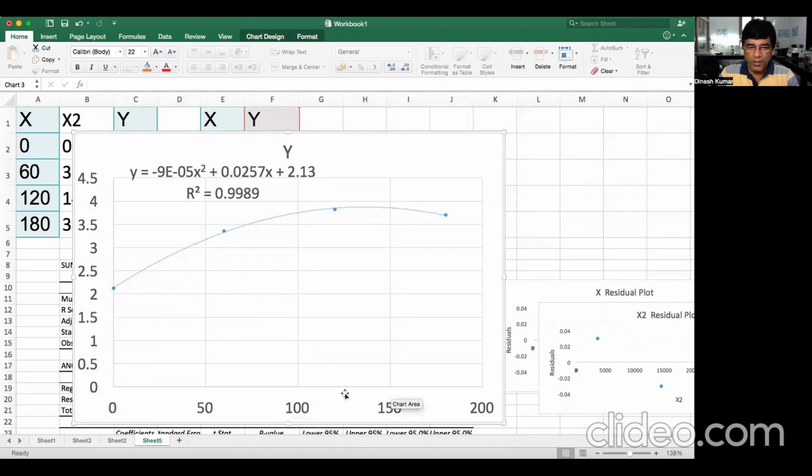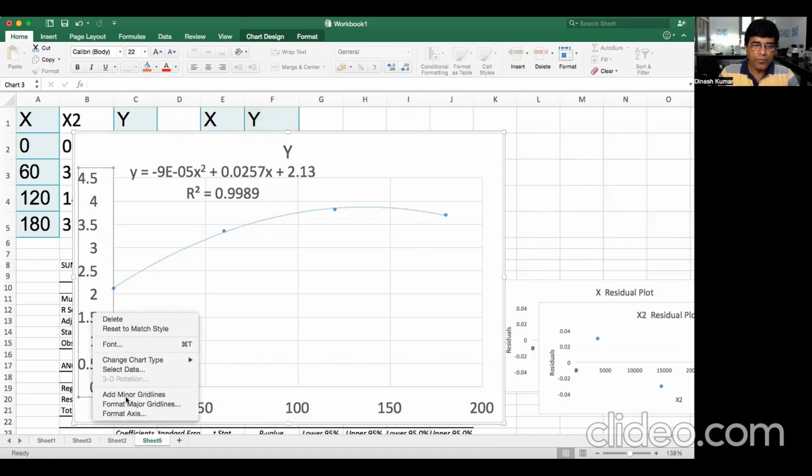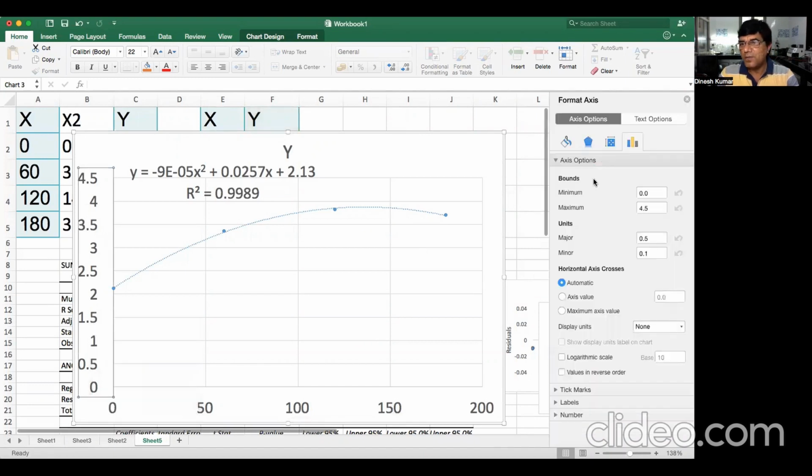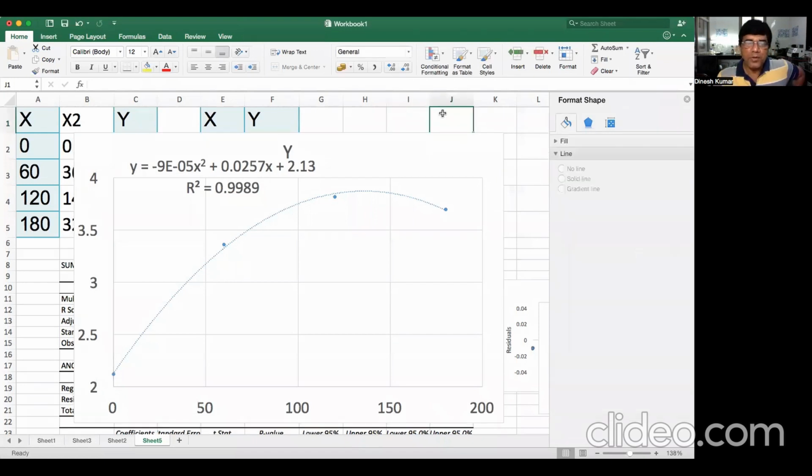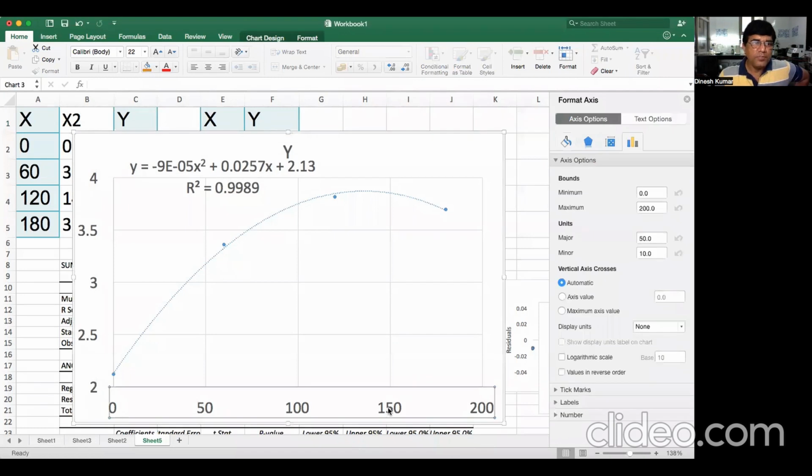So select this axis, go to format axis by right clicking, and minimum you can set here 1.8 or 2 also. Now you see the same figure, same thing, but it is giving you a better look. And you can change this one also. The largest value is 180, but here it is using 200. So instead of 200, you can reduce the maximum. You can make it exactly 180.